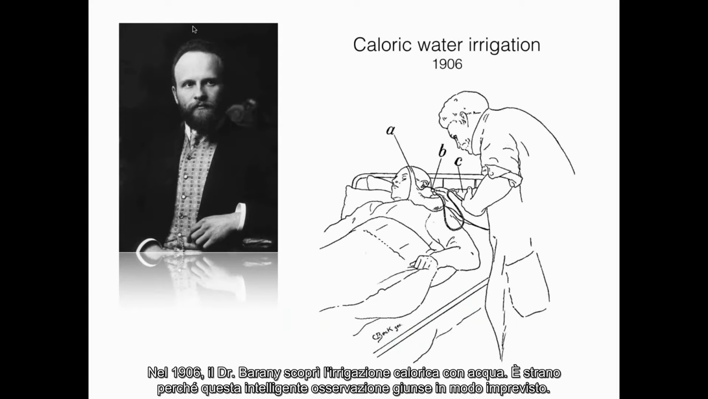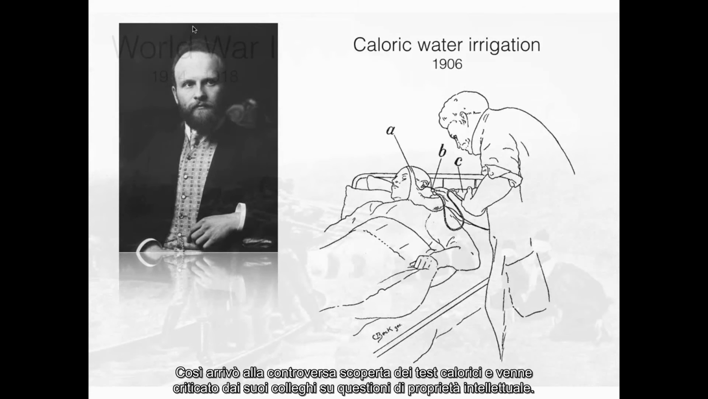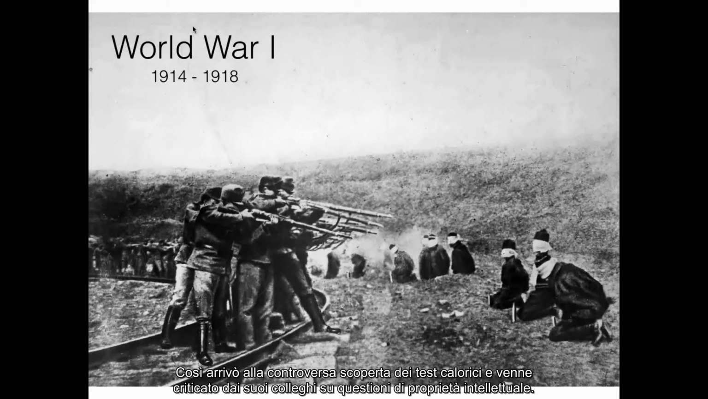And in 1906, he described what we call caloric water irrigation. It's funny because this clever observation came in a very atypical way. He was washing out some chronic ears, and he realized that when he used warm water, you got vertigo and nystagmus beating to one side. And when he used cold water, the patient still had vertigo, but the nystagmus beat to the other side. And he came to the description of calorics, and it was very controversial.